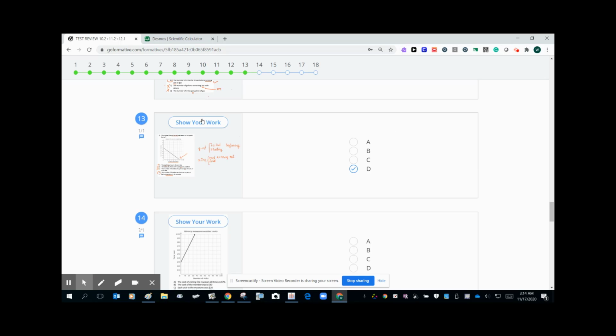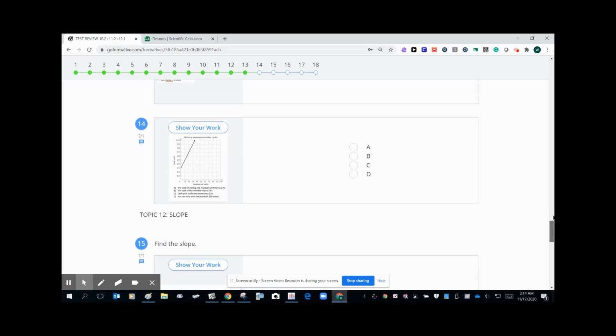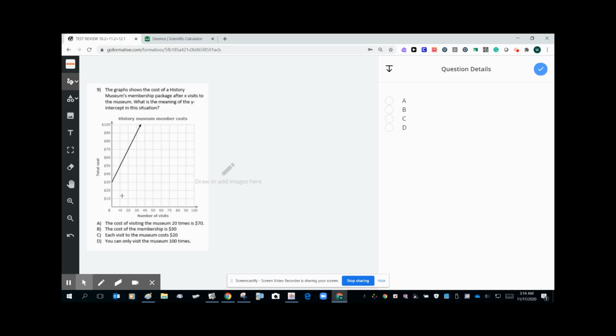And we got a right answer. Let's go on to the next problem. Next problem is asking, what is the meaning of the y-intercept? We know the y-intercept is right there. So the cost of visiting the museum 20 times is $70.